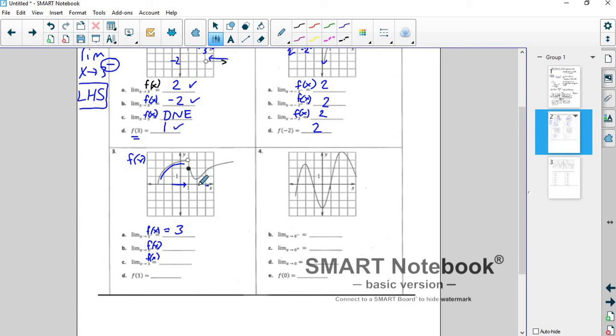However, as I approach from the right-hand side, my function kind of does this little dip and then comes up to that point. That point is at positive 2. So if from the left-hand side it looks like you're going to 3 and from the right-hand side it looks like you're going to 2, your limit does not exist. All right.